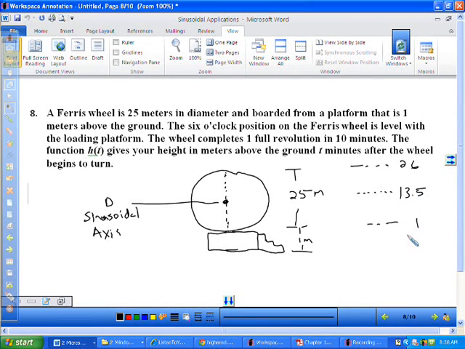You see that? So, that's my D value. My sinusoidal axis is D. So D is equal to 13.5. My amplitude is what? The difference between 26 and 13.5. What is that? 12.5. Okay.